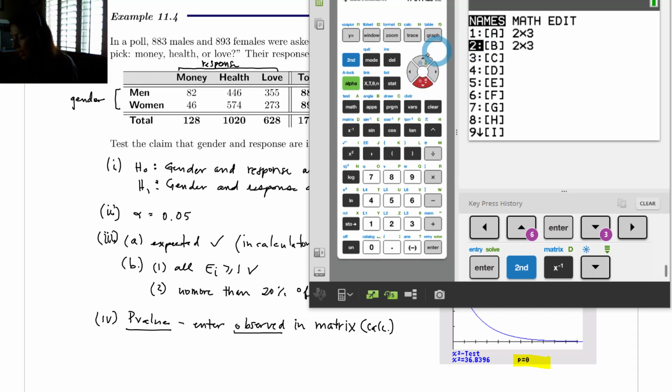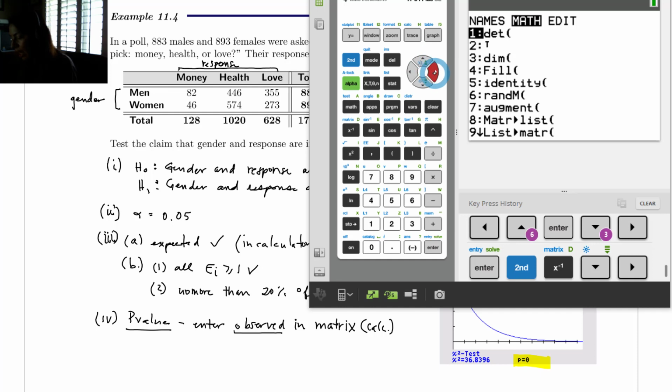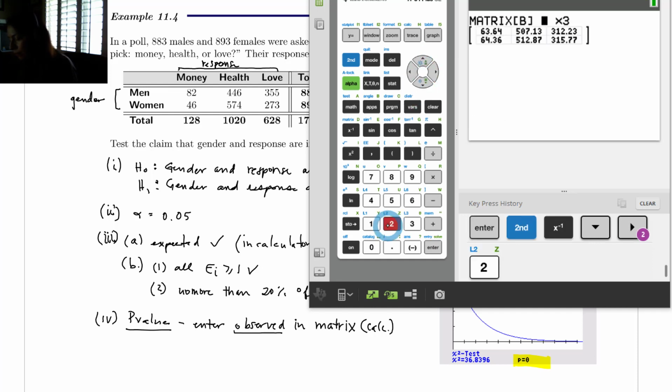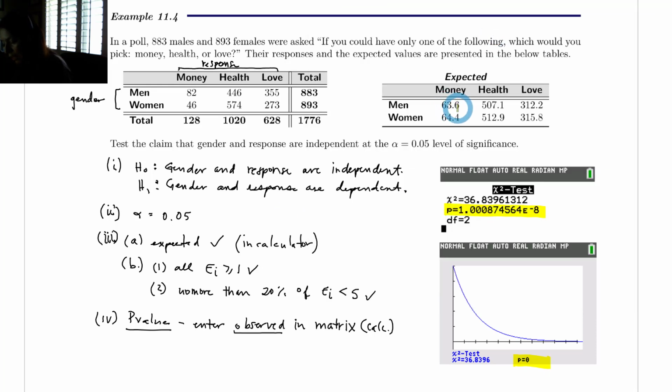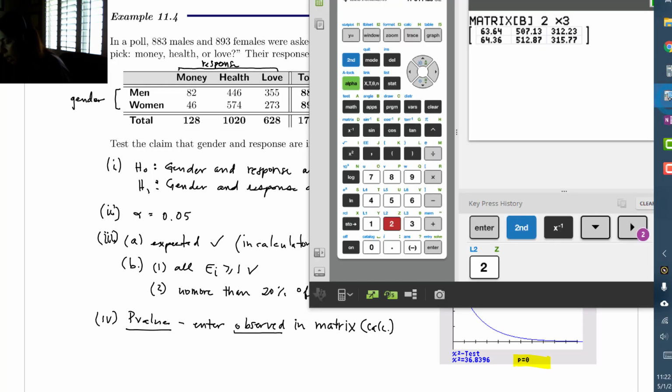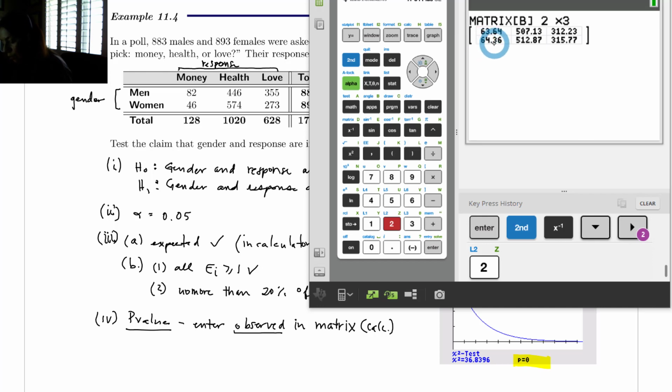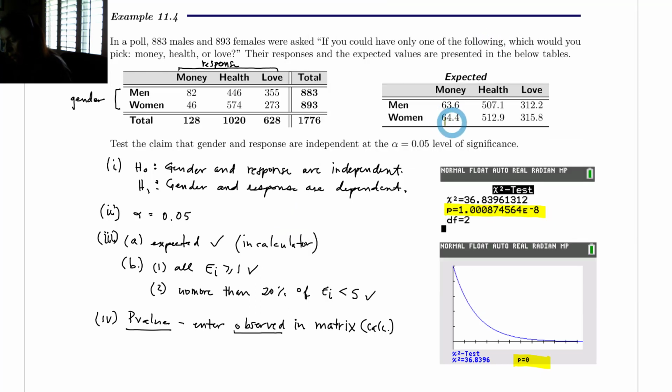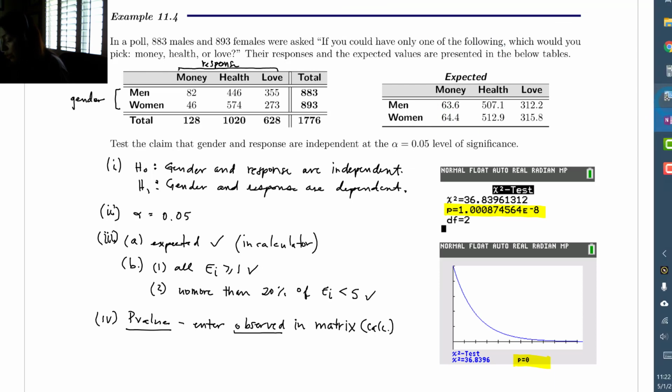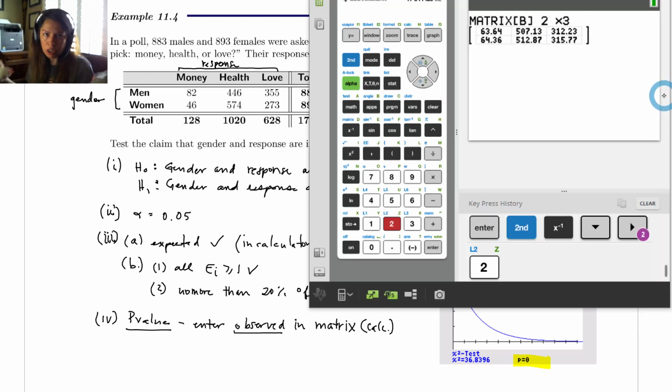In fact, let's go ahead and go to edit and look at it. And look at the values in each cell. So here, the expected count for men and money is 63.64, 63.6. For women, 64.36, 64.4. So it knows what it's doing. Your calculator is a machine. So it's going to calculate it for you. So it's a really nice feature.